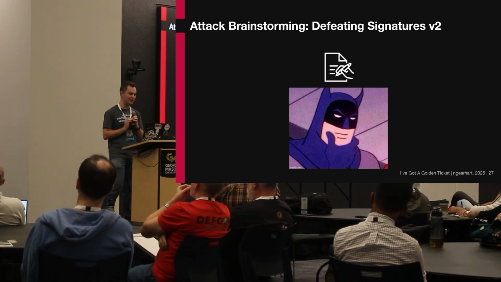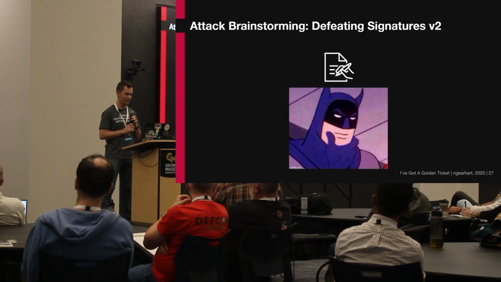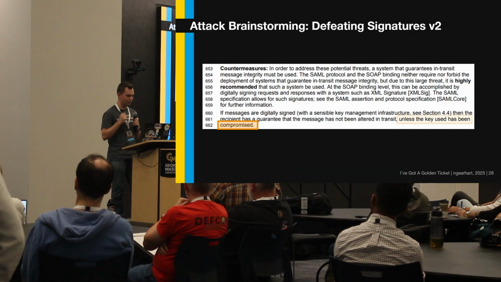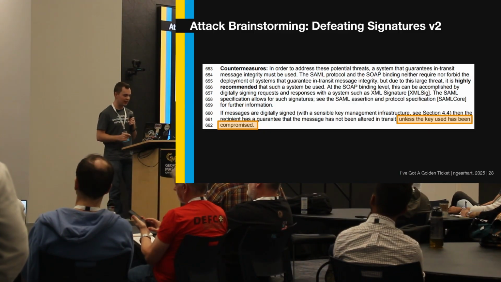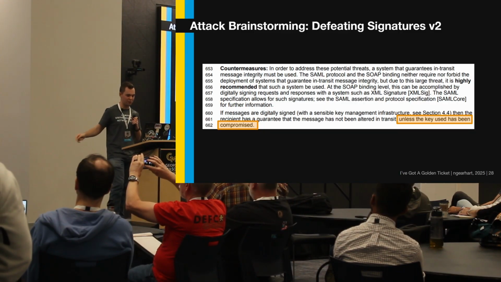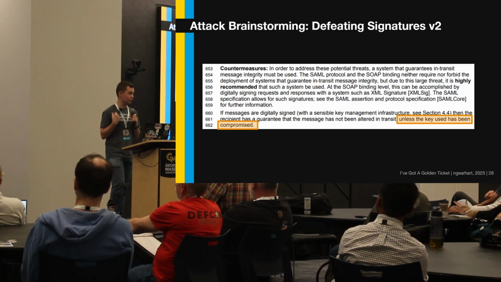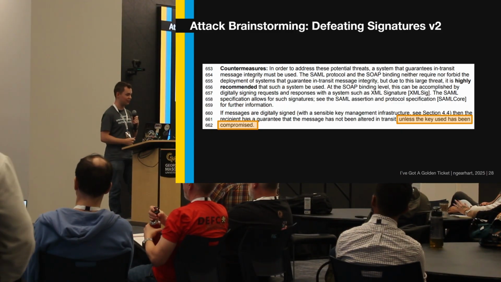What is another thing we could do? Let's say our service provider is configured correctly. It is checking the signatures. Is there anything else we can do? We're really trying to brainstorm. So let's look back at the SAML security guide. I included this additional paragraph because right below what I highlighted before, it mentions that you're guaranteed that the message hasn't been altered unless the key has been compromised.